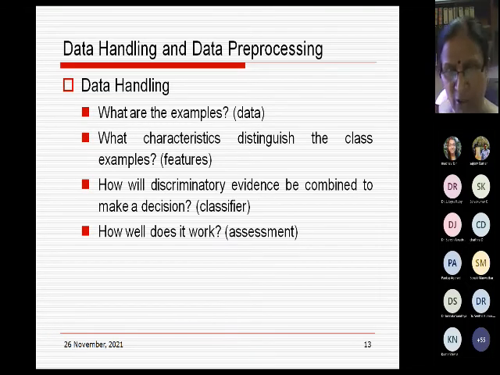Now, let us talk about the artificial intelligence application of the machine learning models which we develop. So the first step, as I have given you in the data: what are the examples of the data you are having? Whether it covers the whole problem domain space, or whether it is having some kind of bias in the data, everything you have to analyze. What are the examples? What characteristics distinguish the class examples? Which features you have to use?